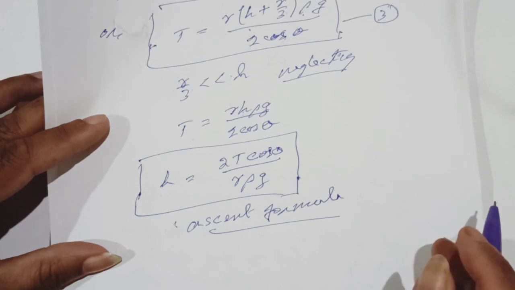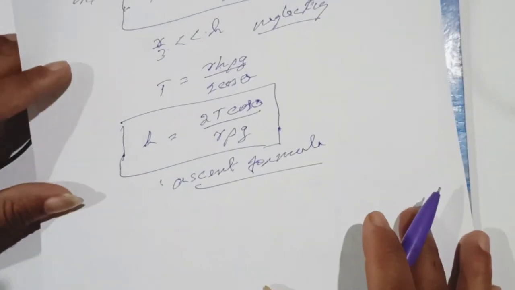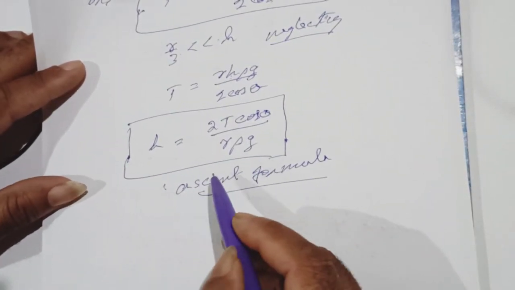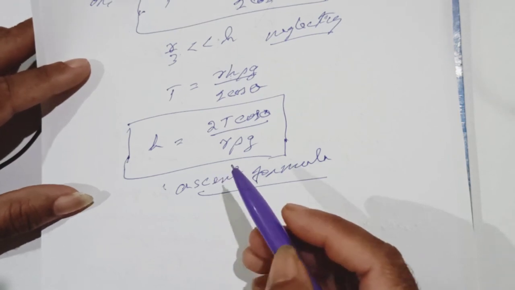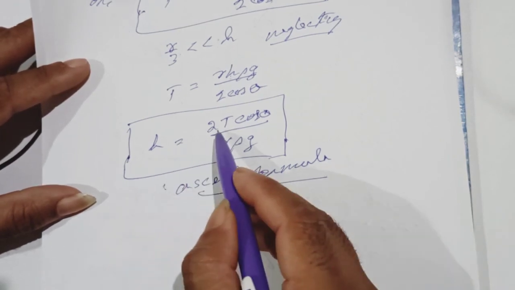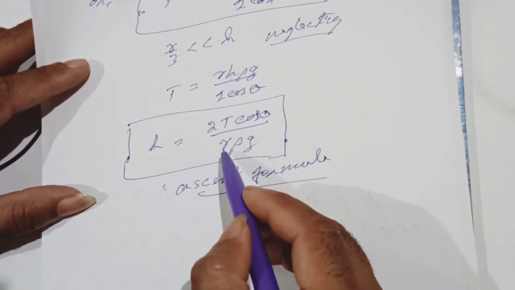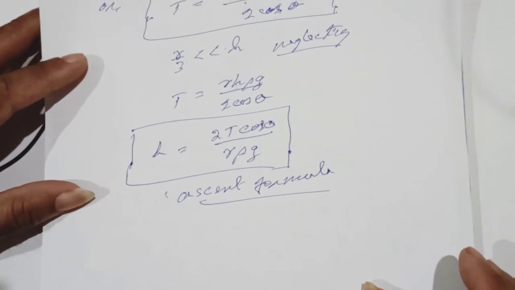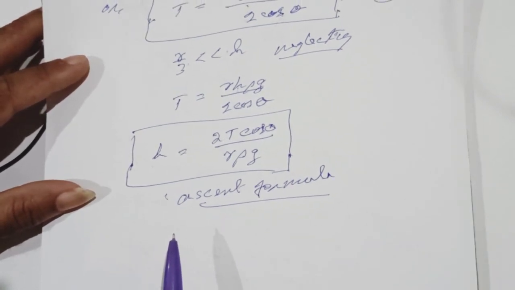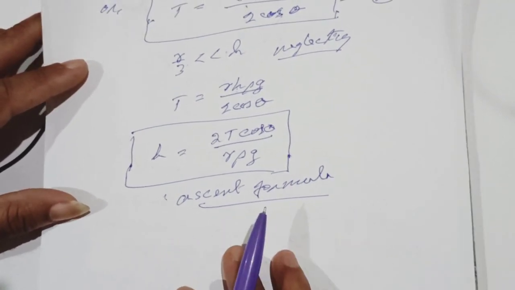So now we have derived the ascent formula, or the height of the liquid in a capillary tube, h equals 2T cos theta divided by r rho g. It is very, very simple. That is all about the ascent formula under surface tension.